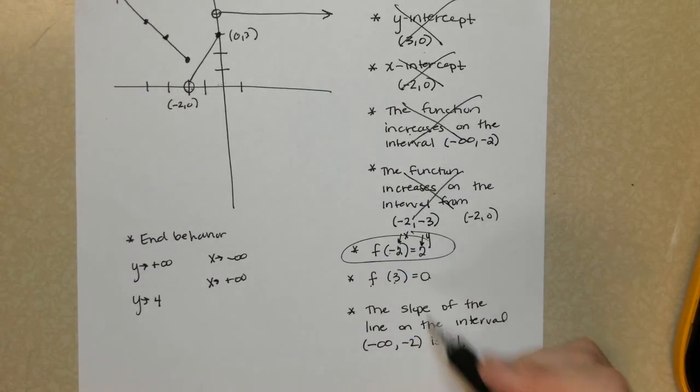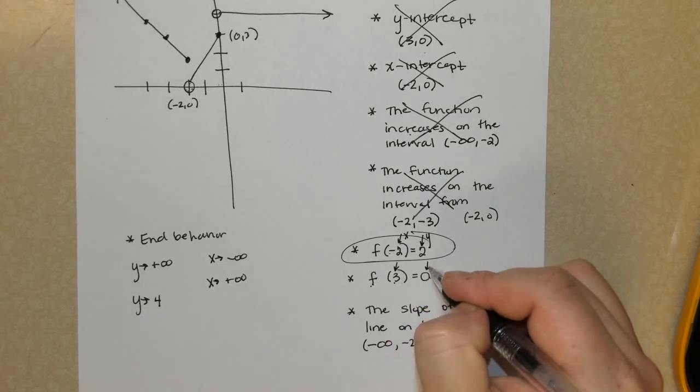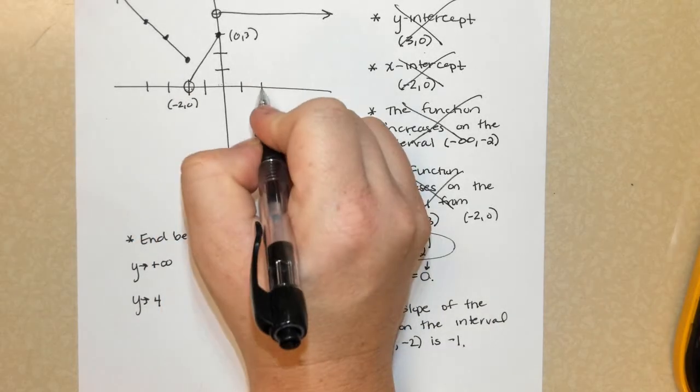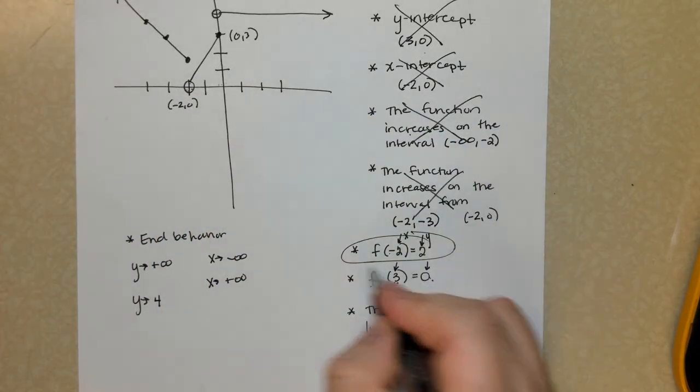Is f of 3, 0? This is your x, this is your y. So go to 3 for next. Does it match up with 0? 3 does not match up with 0.